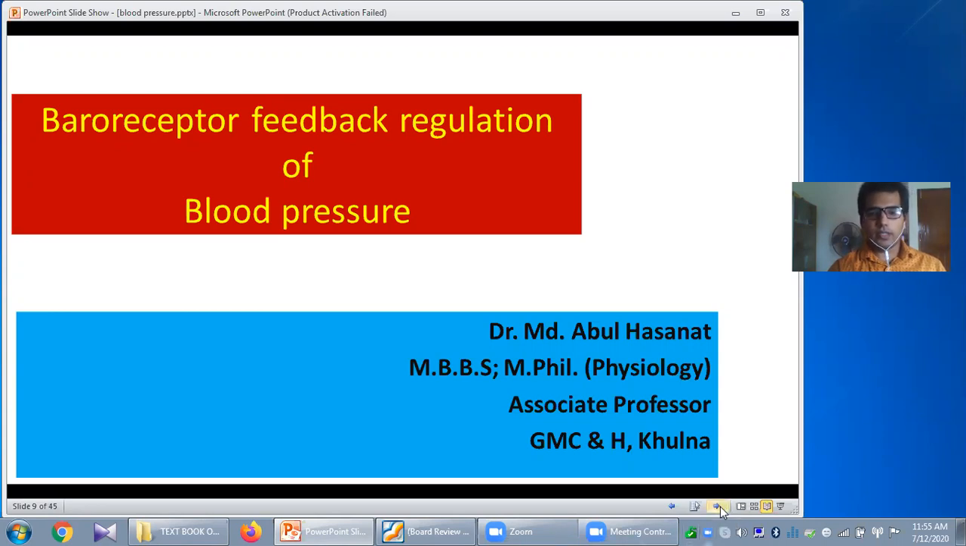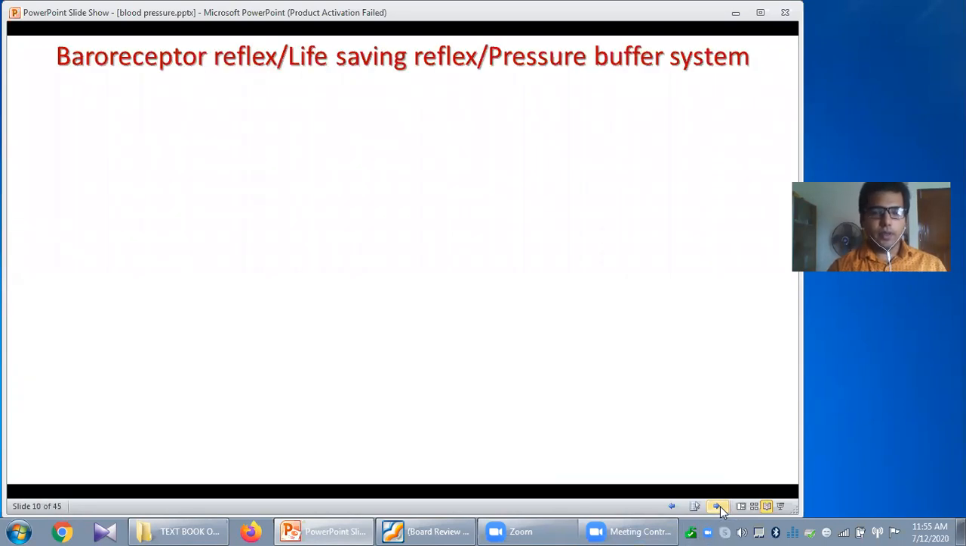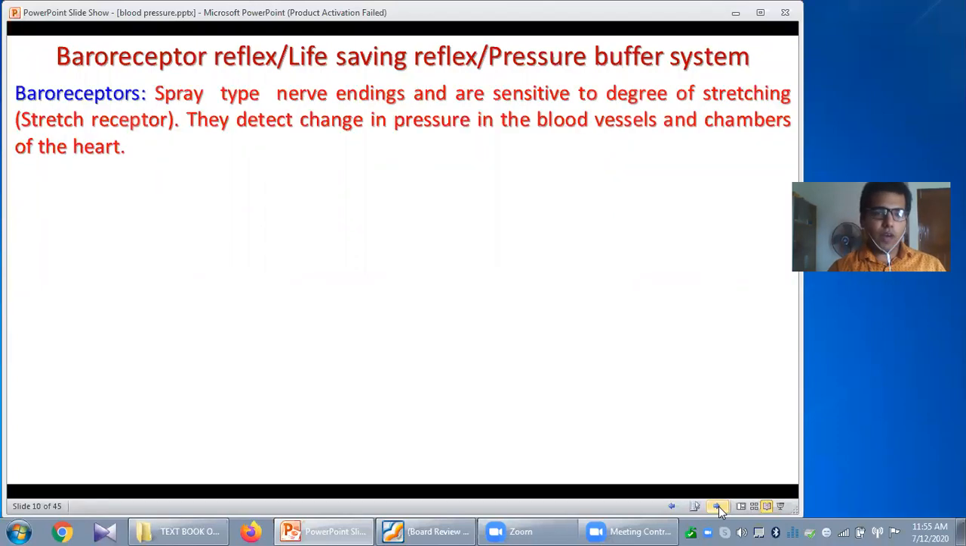Today we will study baroreceptor feedback regulation of blood pressure. The baroreceptor reflex also acts as a life-saving reflex in day-to-day activity. It is also called the pressure buffer system. Before going into detail about the baroreceptor mechanism, we should first learn what baroreceptors are, where they are located, and how they are stimulated or inhibited.